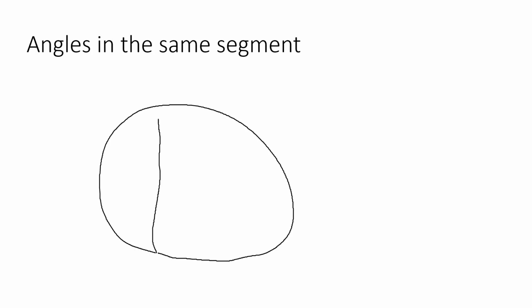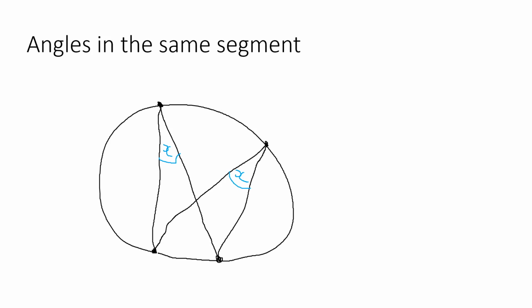The first one is that 2 angles in the same segment are always equal. Now, for this one, sorry, this is meant to be touching the circumference. Notice how all 4 of these points are touching the circumference of the circle. If we label one of these angles x, then the angle in the same segment, so this one, will also equal x. Okay?